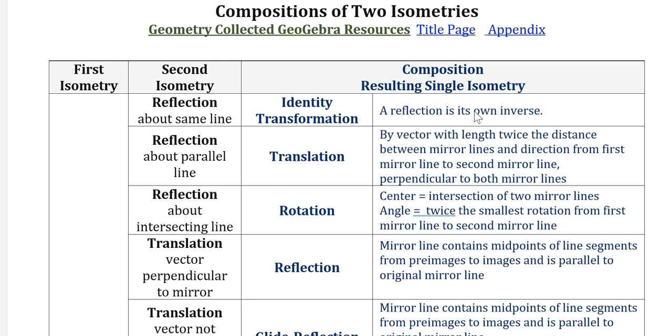Do a reflection first and then reflect about an intersecting line, you get a rotation. The center of the rotation is the intersection of the two mirror lines, and the angle is twice the smallest rotation from the first mirror line to the second mirror line. To me, those are probably the most important ones to notice. If you do a reflection followed by a translation where the vector is perpendicular to the original mirror line from the reflection, you get a reflection. The mirror line contains the midpoints of line segments from pre-images to images, and it's parallel to the original mirror line.